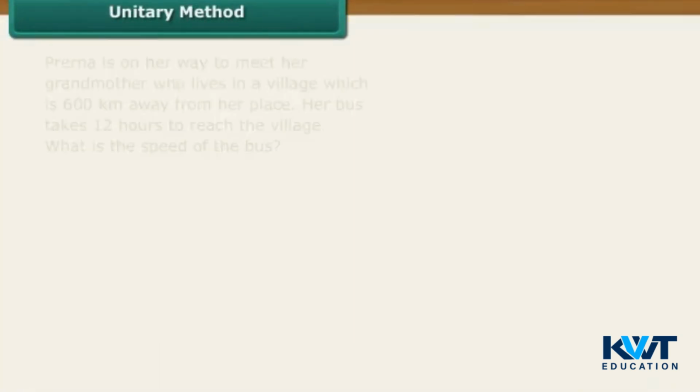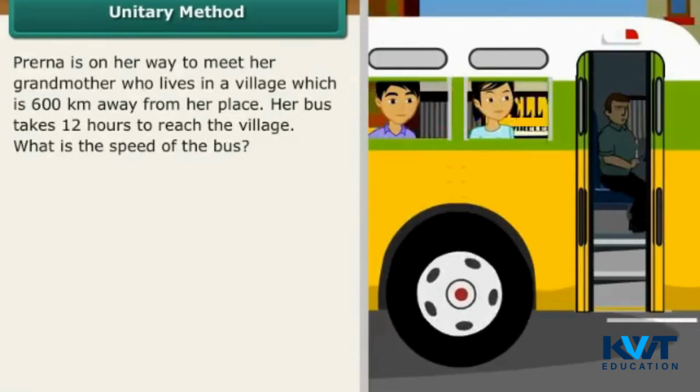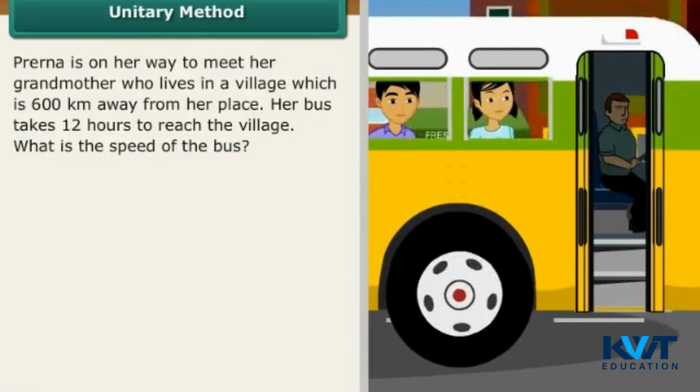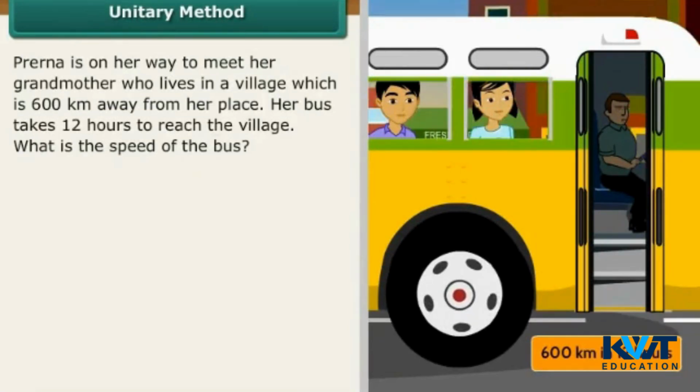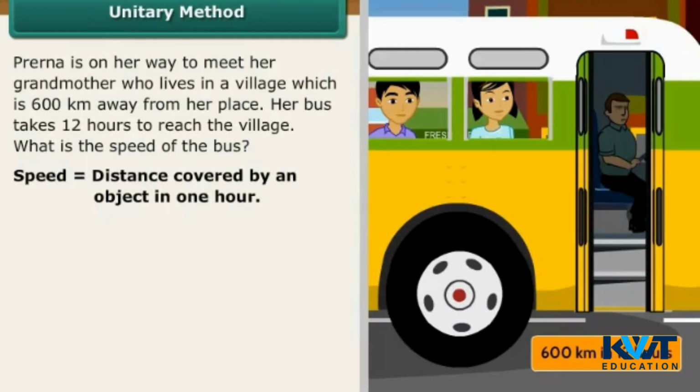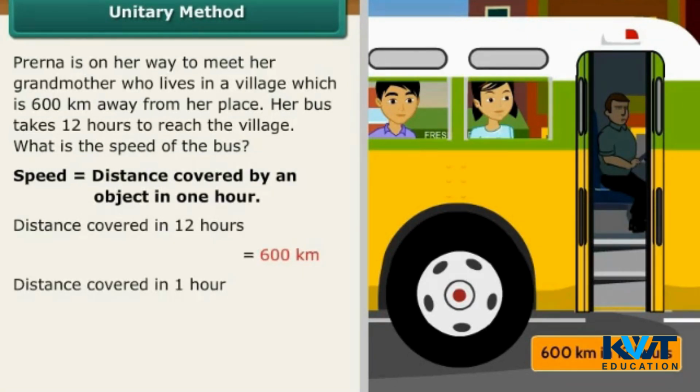Unitary method. Prerna is on her way to meet her grandmother who lives in a village which is 600 km away from her place. Her bus takes 12 hours to reach the village. What is the speed of the bus? Speed is distance covered by an object in 1 hour. Distance covered in 12 hours is equal to 600 km. Distance covered in 1 hour is equal to 600 divided by 12, which is equal to 50. Therefore, the speed of the bus is 50 km per hour.